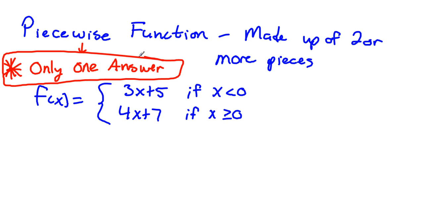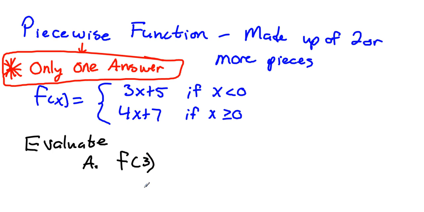So what they're going to ask you to do is find or evaluate, and then they'll give you two or three different numbers. They give it to you one piece at a time. So they'll tell you, all right, evaluate f of 3. In that case, you're using x equals 3. And if you're using x equals 3, 3 is definitely greater than 0. So that means we're in here. So we're going to take that 3 and plug it into this part of the function.